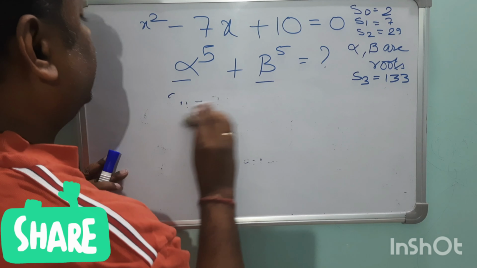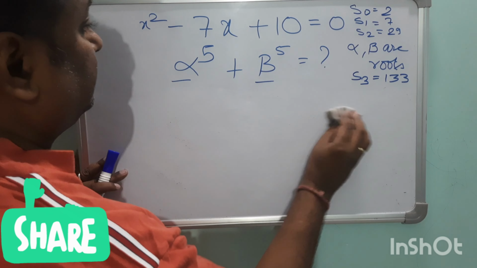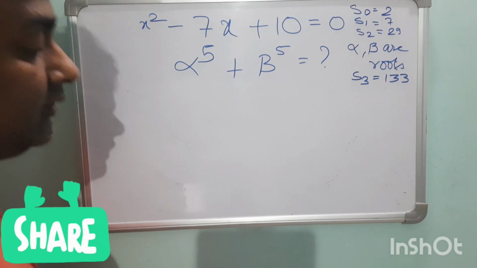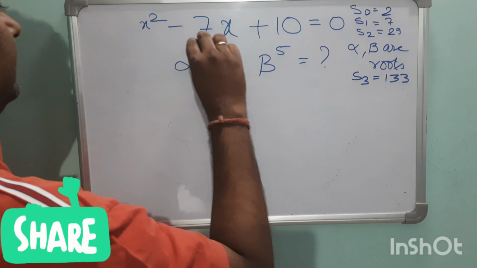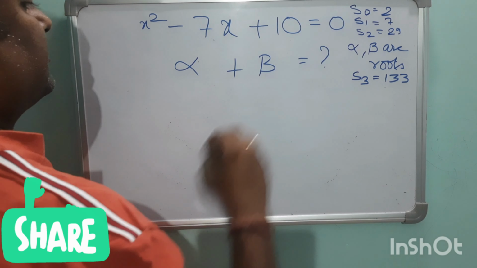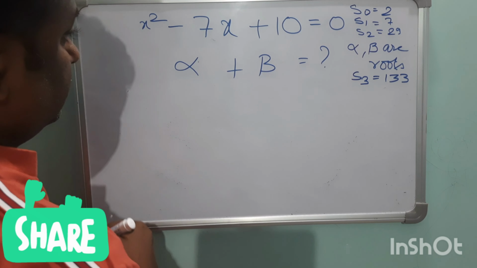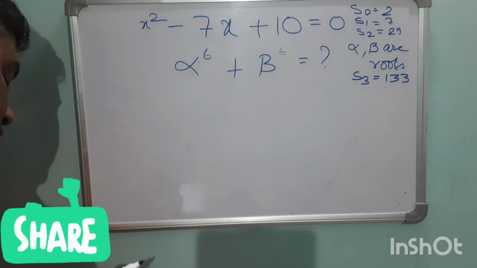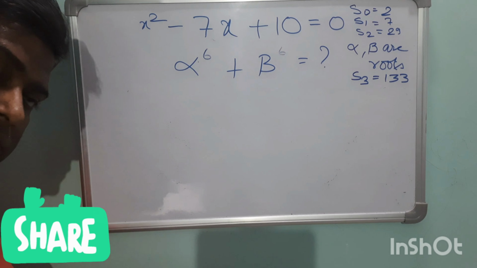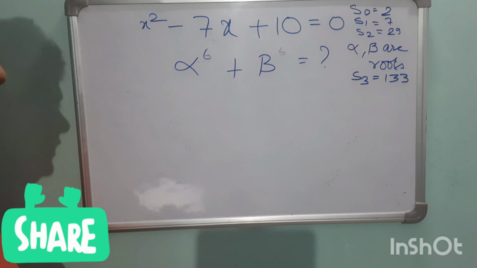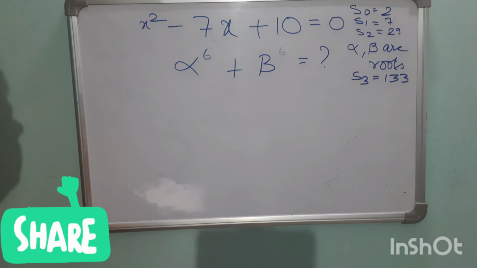What I mean to say is this: suppose they would have given 6 here in place of 5, right? Then what should be the approach? So here we can go with the identity. Okay, why can we go with the identity?